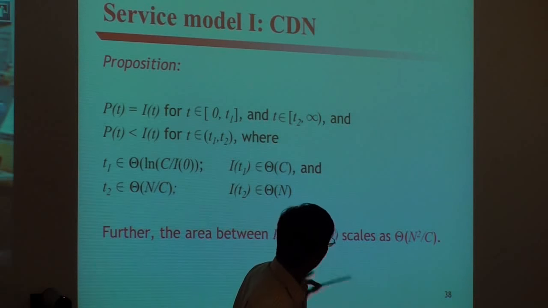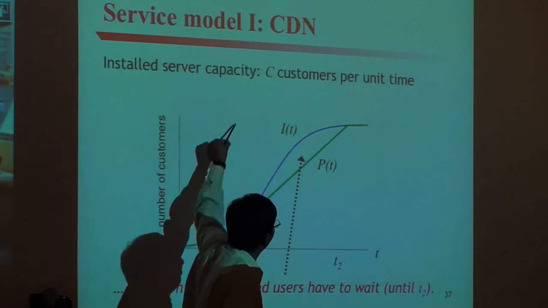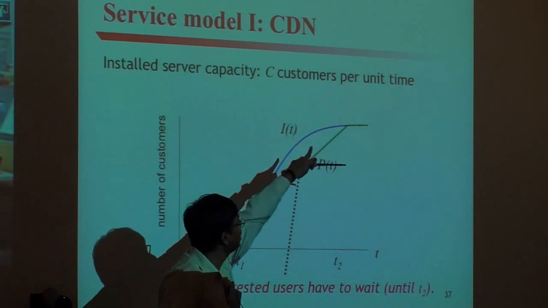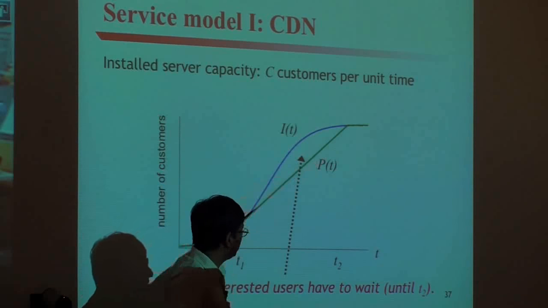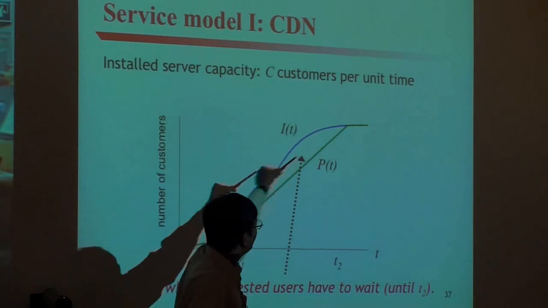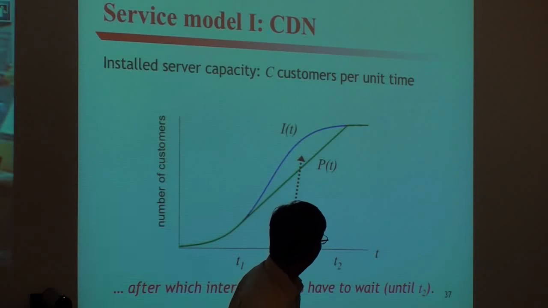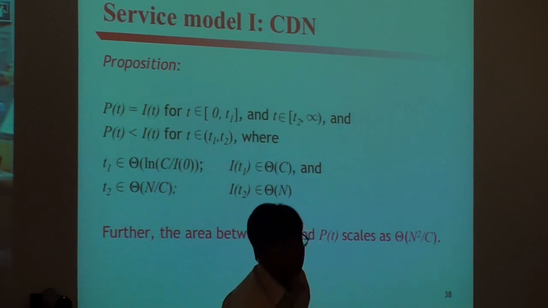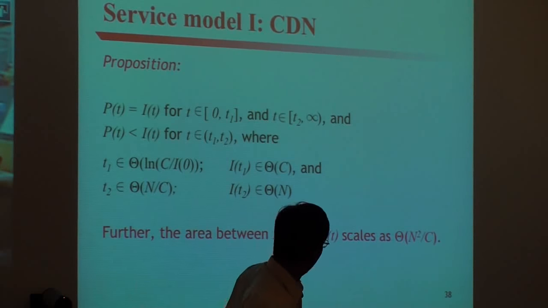But it's just intuitive to realize that this looks kind of like a triangle, because the interest looks almost like a staircase and the service looks almost like a straight line. So the area of the triangle roughly gives you the intuition, although we can do an exact calculation. N is the total number of interested users.